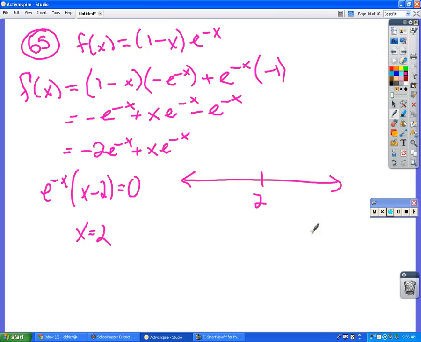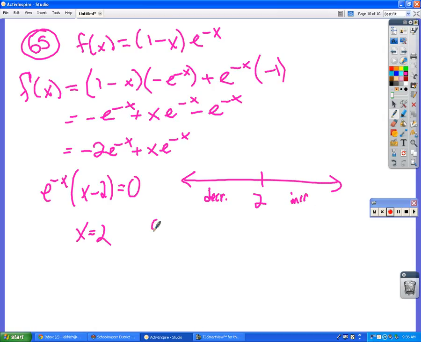Pick a number to the left or the right of 2. I don't care what it is. I want to go zero. Okay, so if you take zero and you plug it into the derivative, because of this x right here, this thing will be zero, right? And then e to the negative zero is one. Negative two times one is what? Negative two. So when we plugged in zero, we got a negative. So that means on this interval, it is decreasing. And on this interval over here, it is increasing.